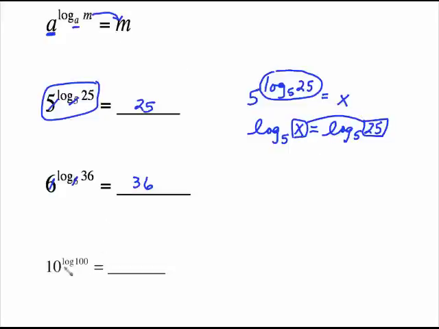This right here, another example, but it is a common log. Notice there is no base, but we know that that's the same as base 10. So we do have our agreement. 10 to the log base 10 of 100 is just 100.